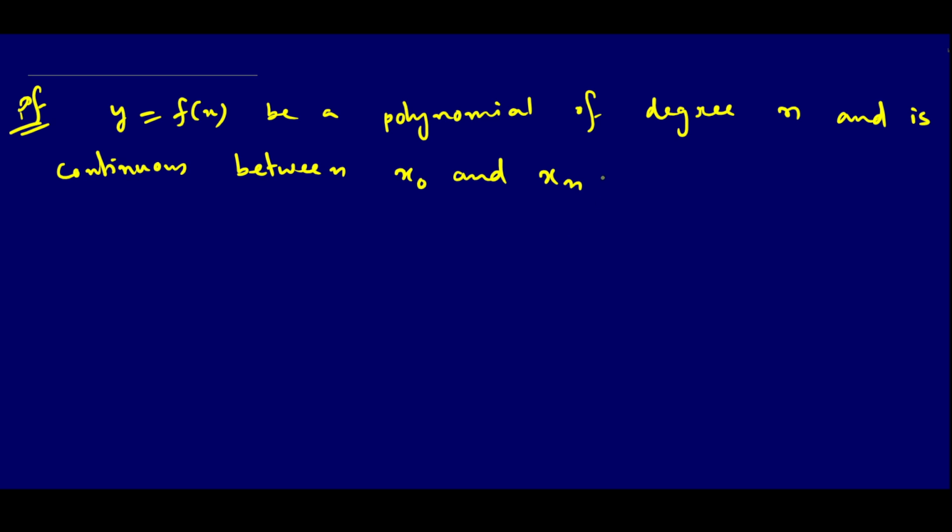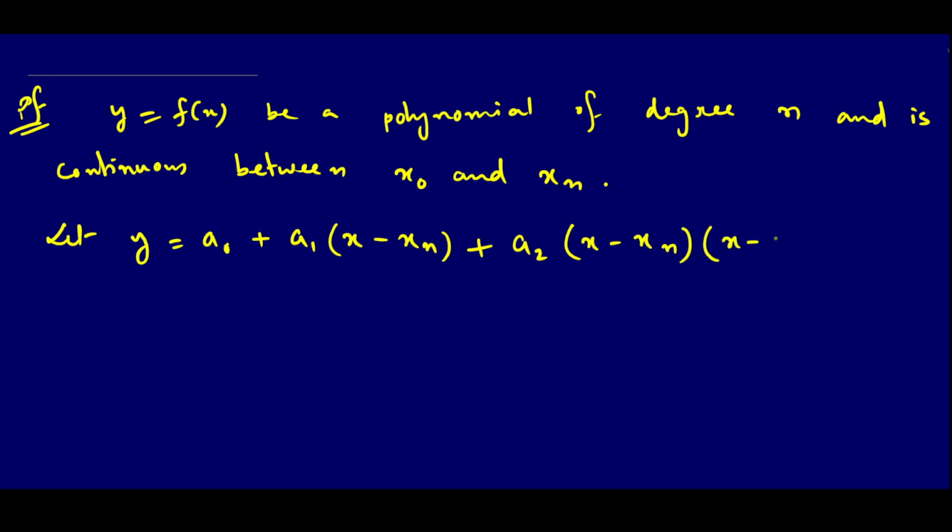Let us take the polynomial y equals. I think you remember in the forward formula we also took a polynomial, and after that the proof is very easy. Here it is a0 plus a1 times, in the forward formula we chose x minus x0, but here it will be x minus xn. From the last we put, then for a2 we need two factors: x minus xn, and the next one is x minus the previous one, x minus x(n-1).